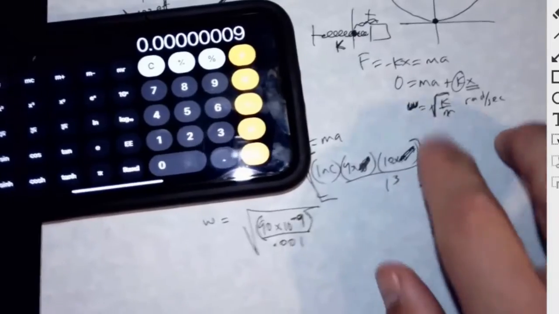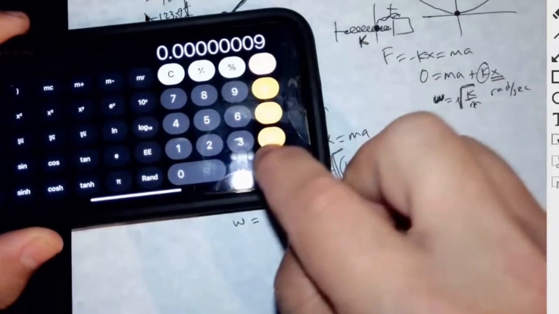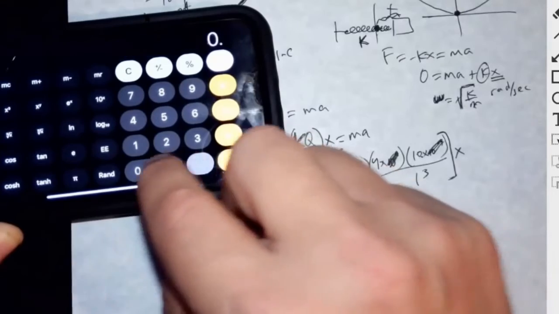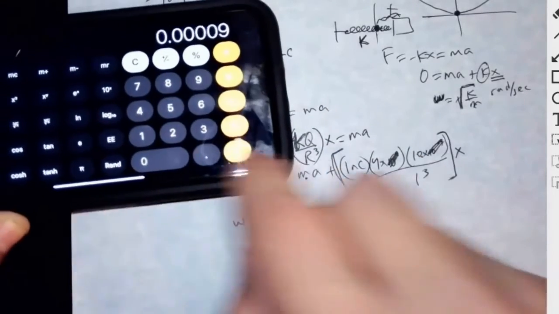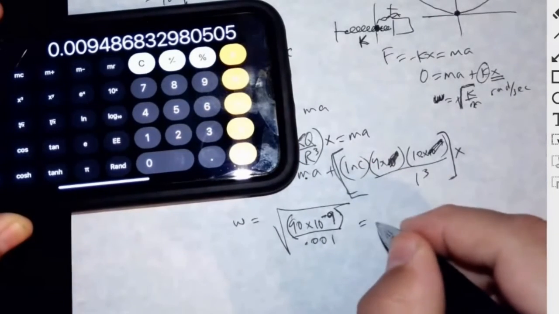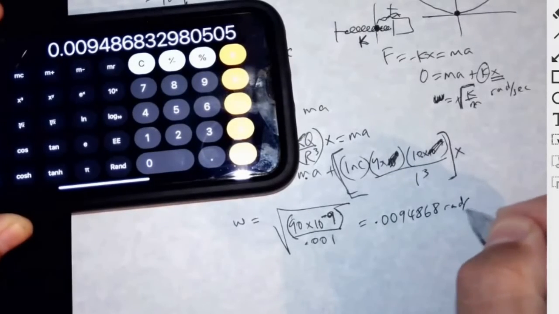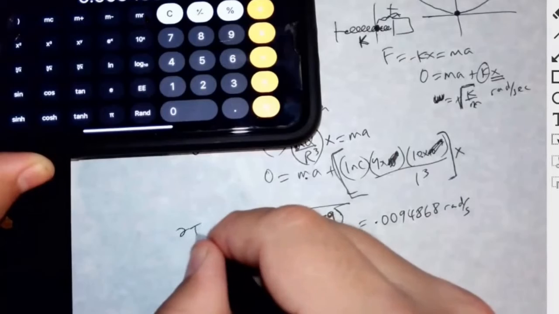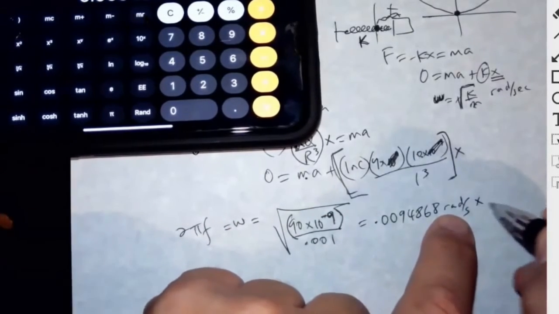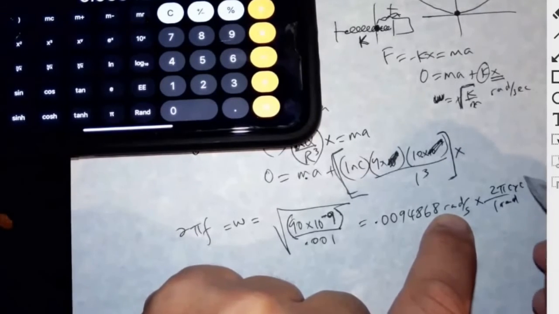The omega is the square root of k over m. Okay, so now we divide that by 0.001. We square root it. Oh, okay, so that's 0.00948868 rads per second. And then omega is 2 pi f, where f is in hertz. So this is radians per second. We say 1 radian is 2 pi cycles.